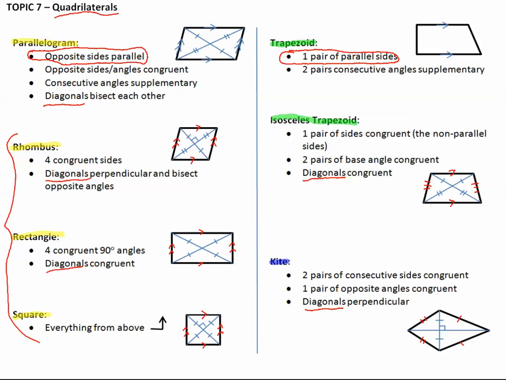Because we are dealing with a rhombus, we have 4 congruent sides. Okay, that's not going to help us. We need angles. We do know that the diagonals are perpendicular and they bisect opposite angles. So the angles that are across from each other, the opposite ones, are being bisected, cut in half by the diagonals.